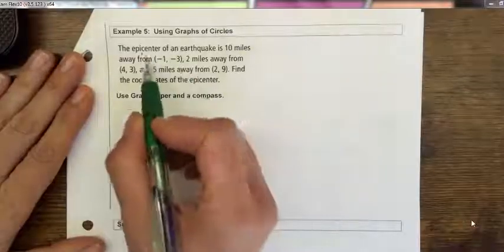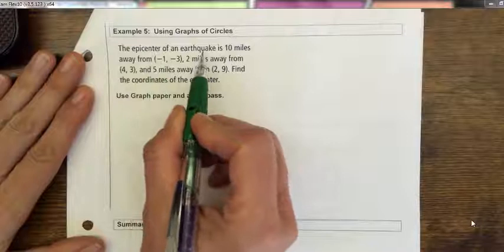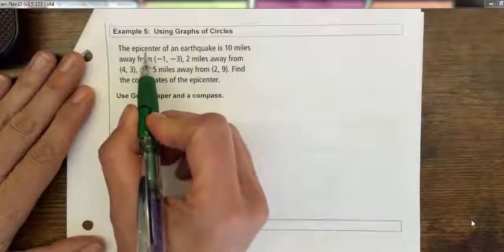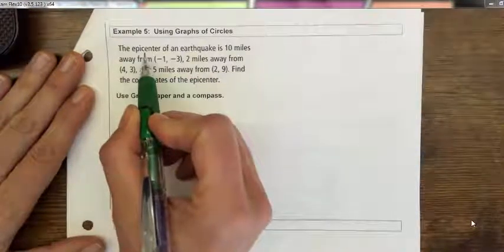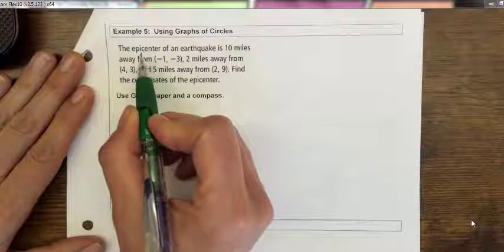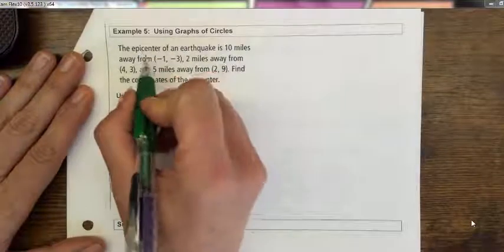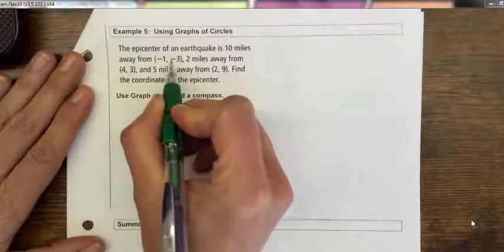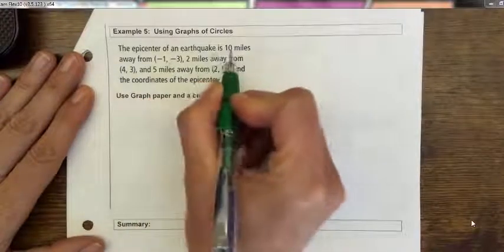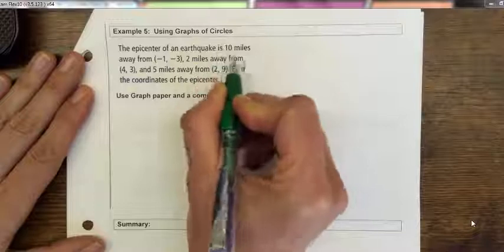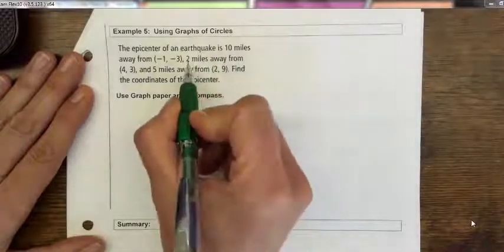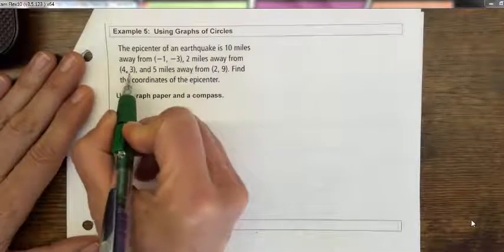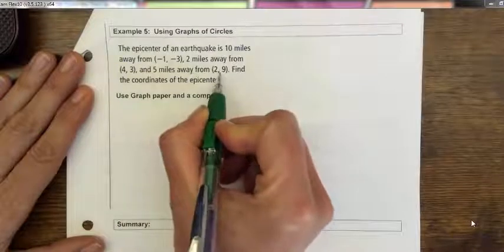Example 5 is going to have us finding the epicenter of an earthquake. Now the epicenter is where it is located in the Earth's crust. The epicenter of an earthquake is 10 miles away from a certain point, which means that from this point it can be felt within a 10-mile radius. It's also 2 miles away from this point and 5 miles away from this point.